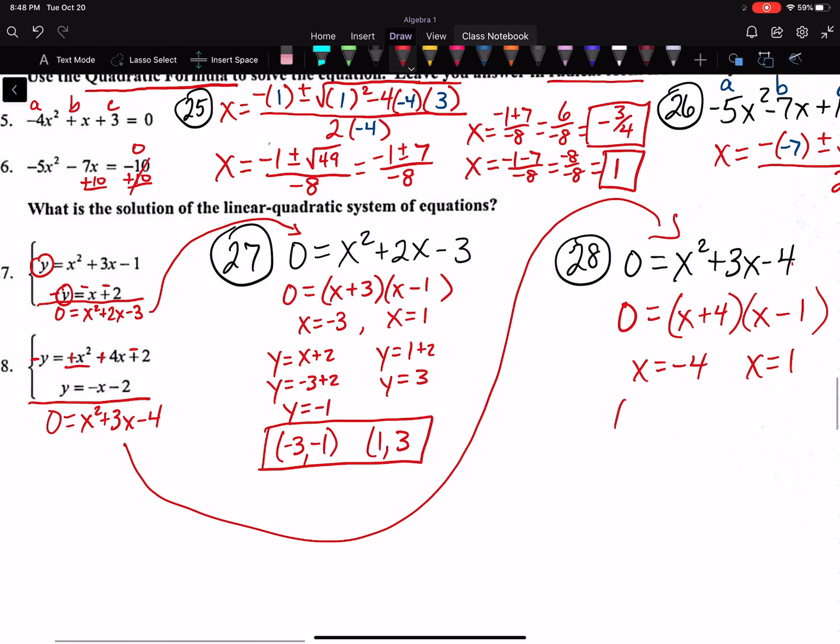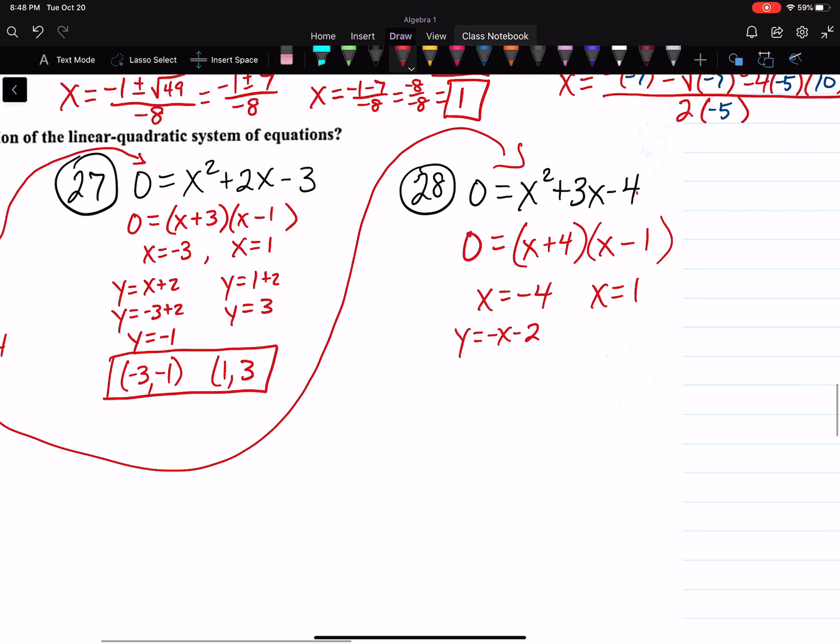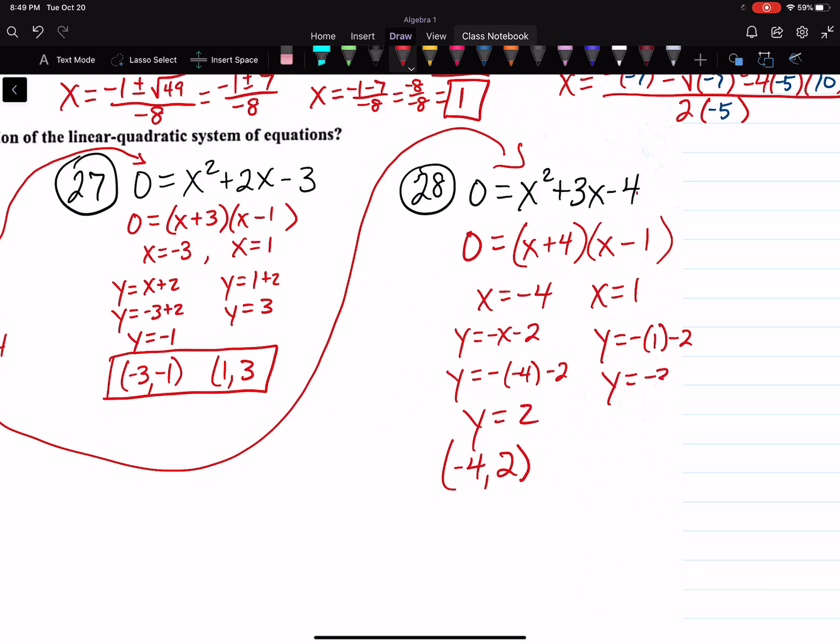So for this one, y was equal to negative x minus 2, and we just plug those in. So y equals negative, a negative 4 minus 2. That would be positive 4 minus 2 is 2. So negative 4 and 2 is one answer. Y equals negative 1 minus 2 would be negative 3. And so we have 1 and negative 3 is the other answer.